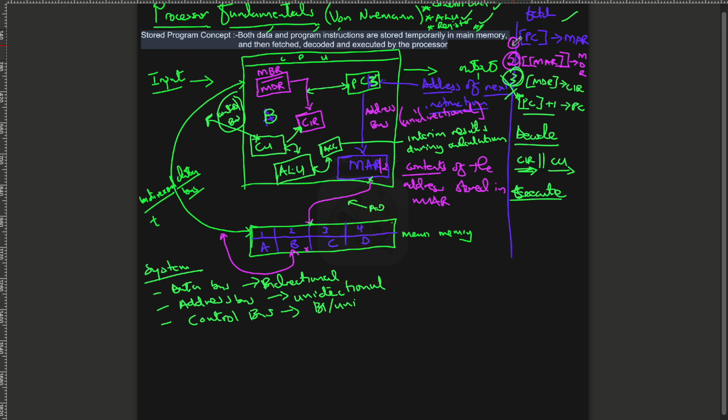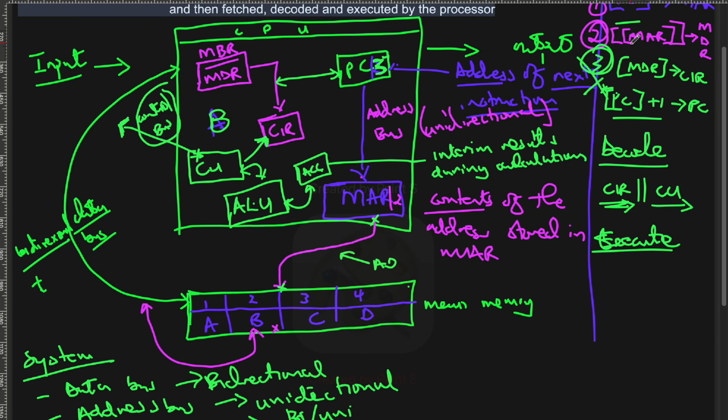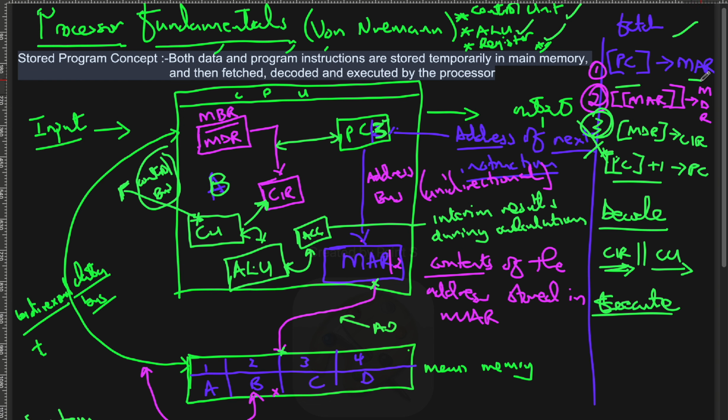So always know that the fetch includes the PC giving its value to the MAR. Second, the contents of the address stored in the MAR are then given to the MDR. The third step involves the contents of the MDR being given to the CIR for decoding and execution. At the same time, the value contained in the PC is incremented by 1.